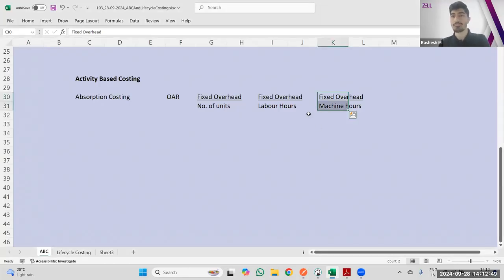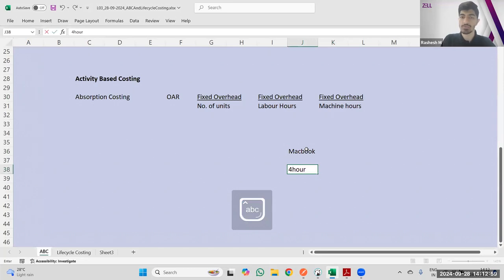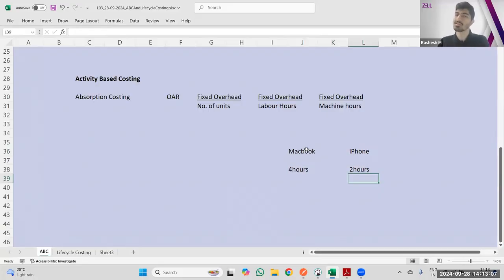All right, sorry. So as I was saying, Apple has a machine intensive process. Say, for example, in every particular machine, one product, say a MacBook, takes 4 hours, and an iPhone takes 2 hours. So using absorption costing, we can simply take the total machine hours, split our cost, and give the cost to whoever deserves it. iPhone gets 2 out of the total proportion, MacBook gets 4 out of the total proportion. That was something that absorption costing did, but it fell short for one single reason.